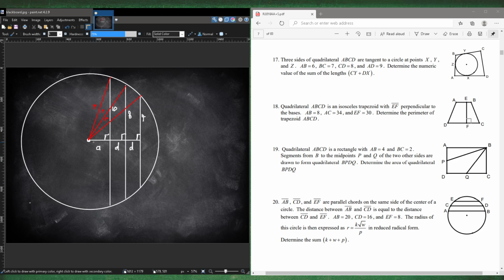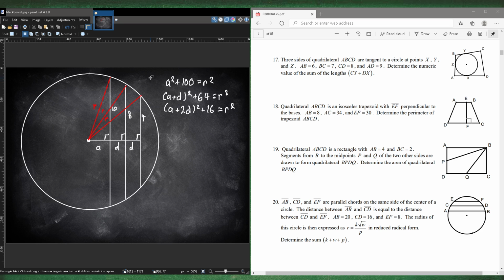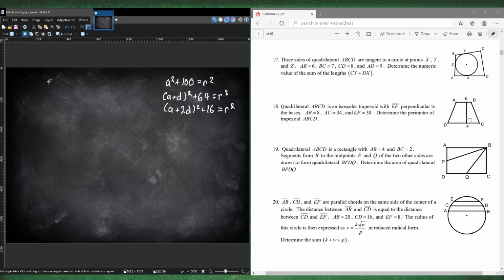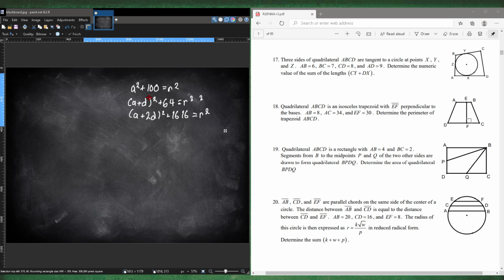So using a, 10, and r, that gives us a squared plus 10 squared, which is 100, is equal to r squared. And then we have a plus d squared plus 8 squared, which is 64, is equal to r squared. And now we have a plus 2d squared plus 6 squared, which is 36, is equal to r squared. Okay, so now we don't need the picture anymore because all we need to do is just solve these equations and find r.